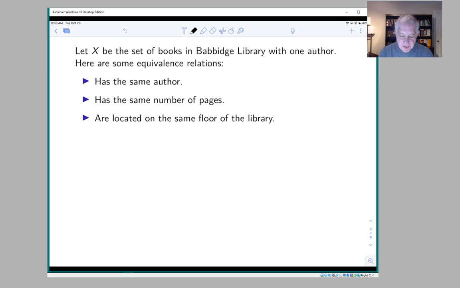And notice that what's going on in each of these things is that we're taking the book, which has many properties. It's color, title, author, publication date, number of pages, the language it's written in, and we're just picking out a property like the name of the author or the number of pages or where it is in the library. And we're saying two books are related if that one property is the same for both of them. And that's how an equivalence relation works. It allows you to focus your attention on one property.